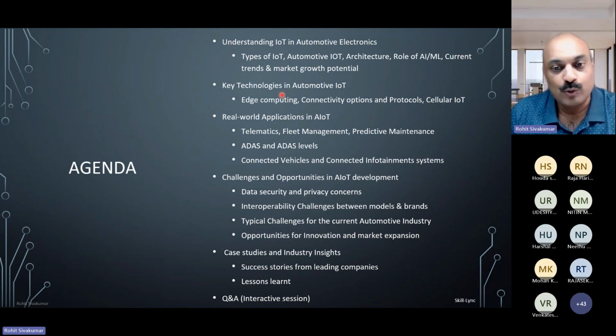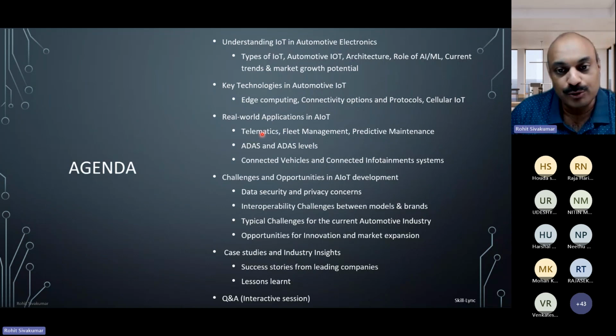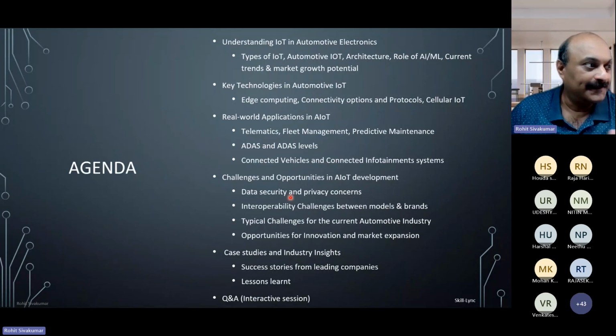We'll also be talking about what are the key technology factors, connectivity protocols, and all the underlying technology that today has changed automotive companies from moving from a pure mechanics and electronics to a software-driven approach. We'll be exploring some real-world applications. We'll take a look at where IoT is playing an important role in the automotive sector. We'll also talk about challenges and opportunities in this domain.